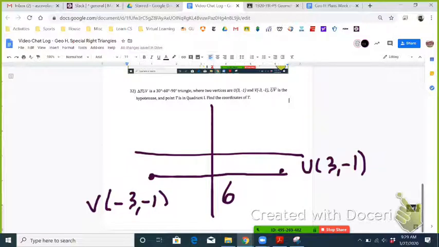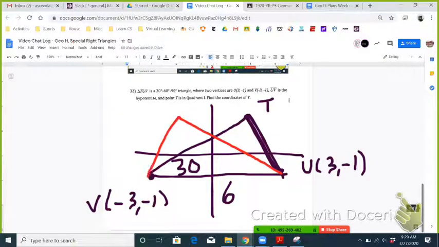And then it says point T is in quadrant 1. So we'll place point T over here somewhere. Find the coordinates of T. So just by looking at it, since T is in quadrant 1, I'm going to want TU to be the shorter side, which would make this angle 30. Because if you did it the other way, if you made this the longer leg, then that point would be in quadrant 2. So if you set it up like that, where this angle was a 30-degree angle, you would get a point in quadrant 2, and then you would just redo it and make this angle the 30-degree angle.